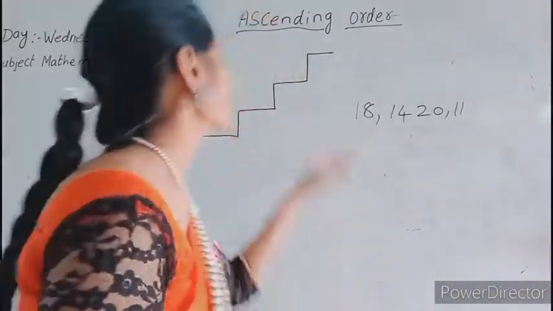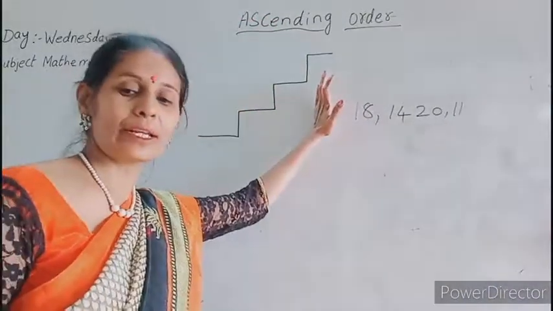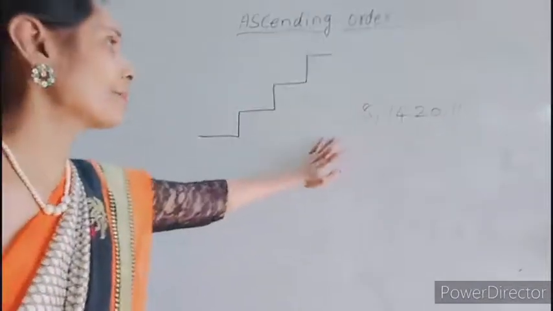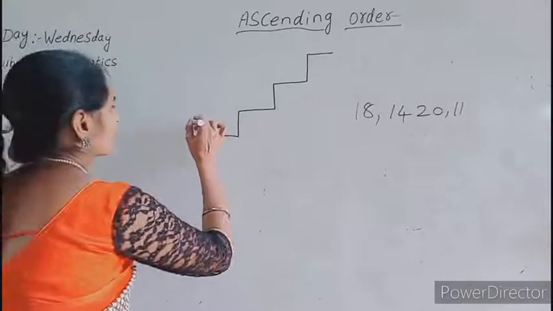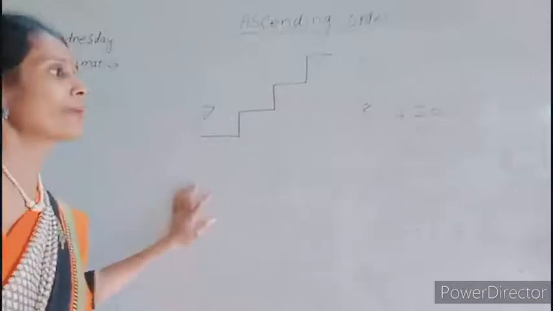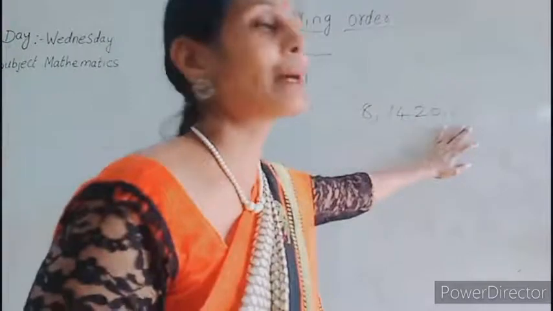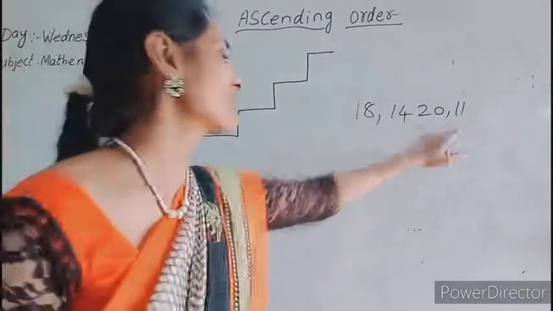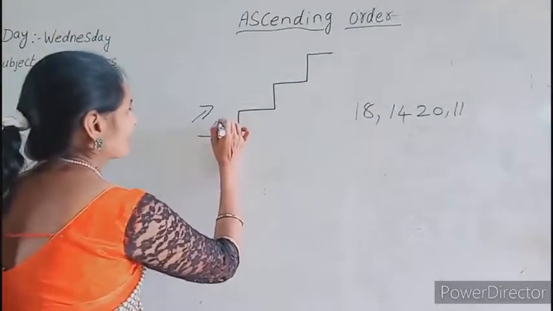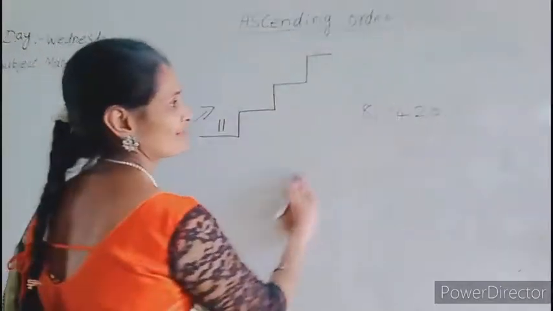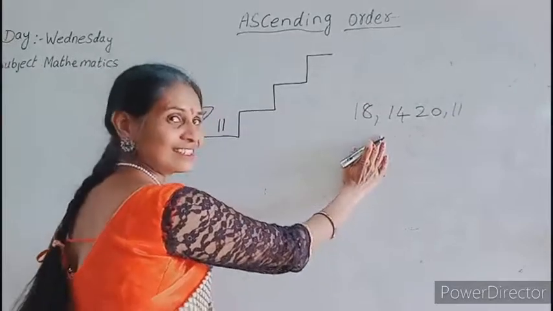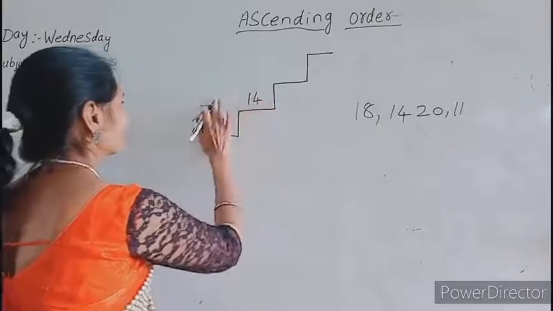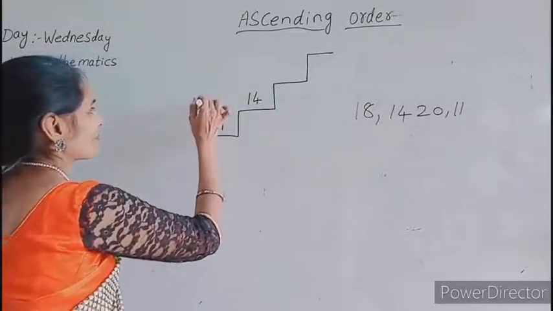Now we will do ascending order. Ascending order means smallest number to biggest number. Now tell me, which is the smallest number among these numbers? Yes, you are right, that is 11. Then, come on, tell me. Yes, 14.